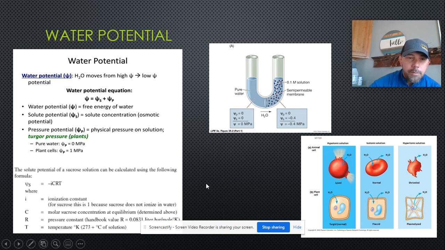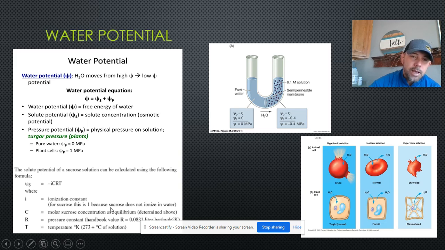For those of you reviewing for the AP exam, again, I do not foresee any of these questions coming up where you need to go through and calculate the actual solute potential. Negative iCRT. C is a concentration they'll give to you. Remember, R is a constant. Temperature is in Kelvin, so you take 273 plus the degrees Celsius.